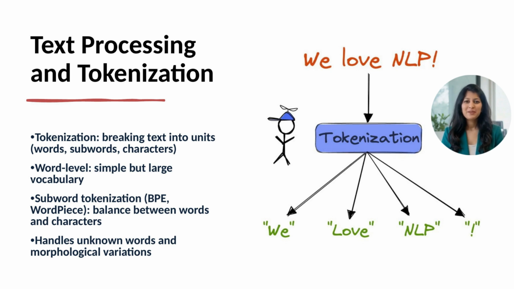Modern systems like GPT use BPE with vocabularies around 50,000 tokens. This balances vocabulary size, sequence length, and coverage. Tokenization might seem like a mundane pre-processing step, but it's foundational. Poor tokenization means the model sees a distorted view of language, limiting performance regardless of architecture sophistication.